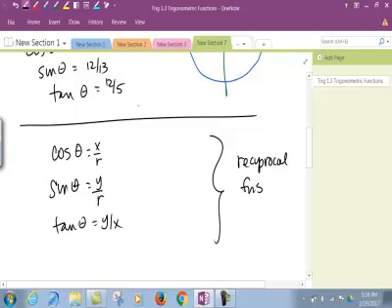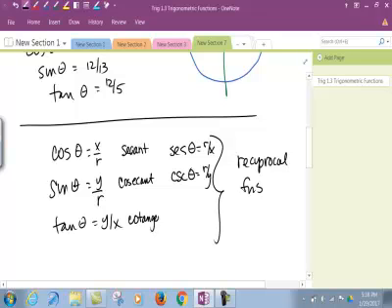So the first one is the secant, S-E-C-A-N-T, and the abbreviation is sec theta, and it's simply r over x. All right. The next one is called the cosecant of theta, and it is abbreviated csc of theta, and that's going to be r over y. And then the last reciprocal function is the cotangent, and it's abbreviated cot theta, and it is x over y.